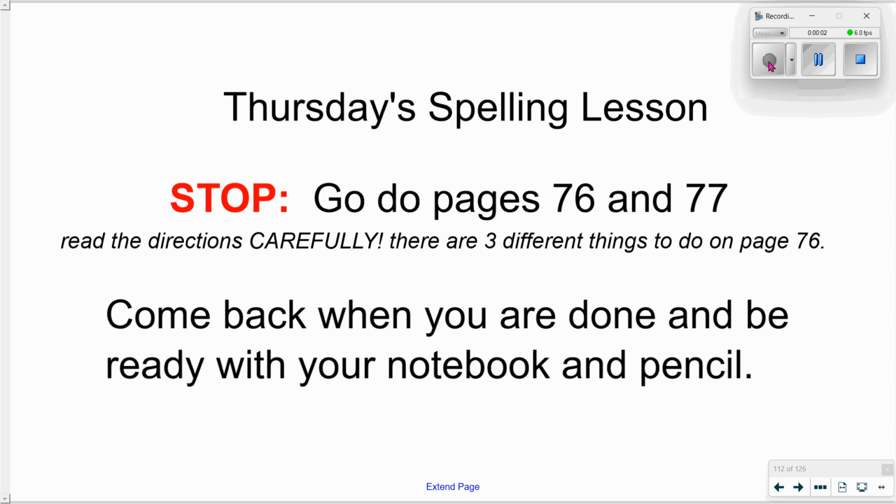Today's spelling lesson. You're going to start by looking at this slide and see that it says stop. Go to pages 76 and 77 in your binder first. Be sure to read the directions carefully because there are 3 different things that you have to do and mark on page 76. You're not just dividing in syllables, but you're also marking vowels, so read the directions carefully.